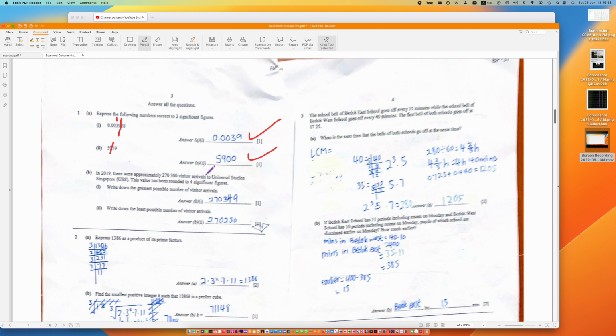So over here, this has been rounded to 4 significant figures. So write down the greatest possible 4 significant figures. 1, 2, 3, 4. So what's the largest? 49. Good. So what's the least possible? Greatest. Then what's the least possible number? Okay, good.